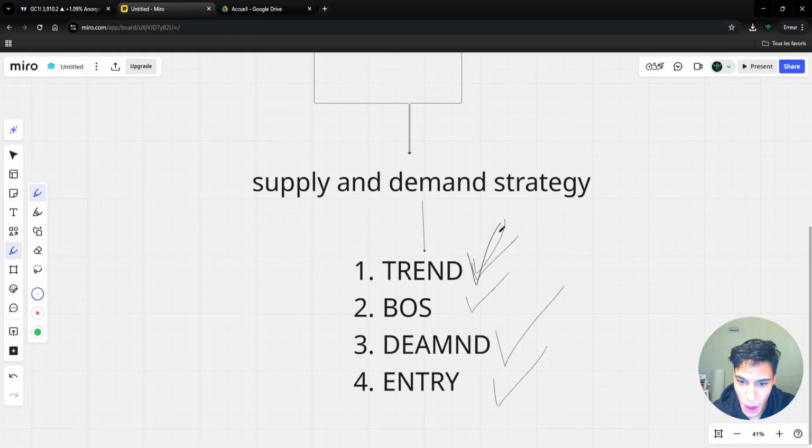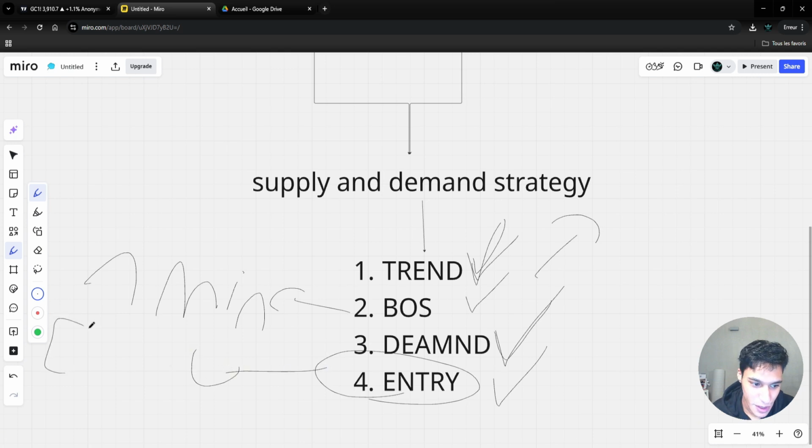So we have a trend, we are on a bullish trend, and then we have the break of structure in the 1 minute, but if it was in the 5 minutes, it would be a plus setup. And then we have a demand zone. So all that is left is my entry signal, my entry.